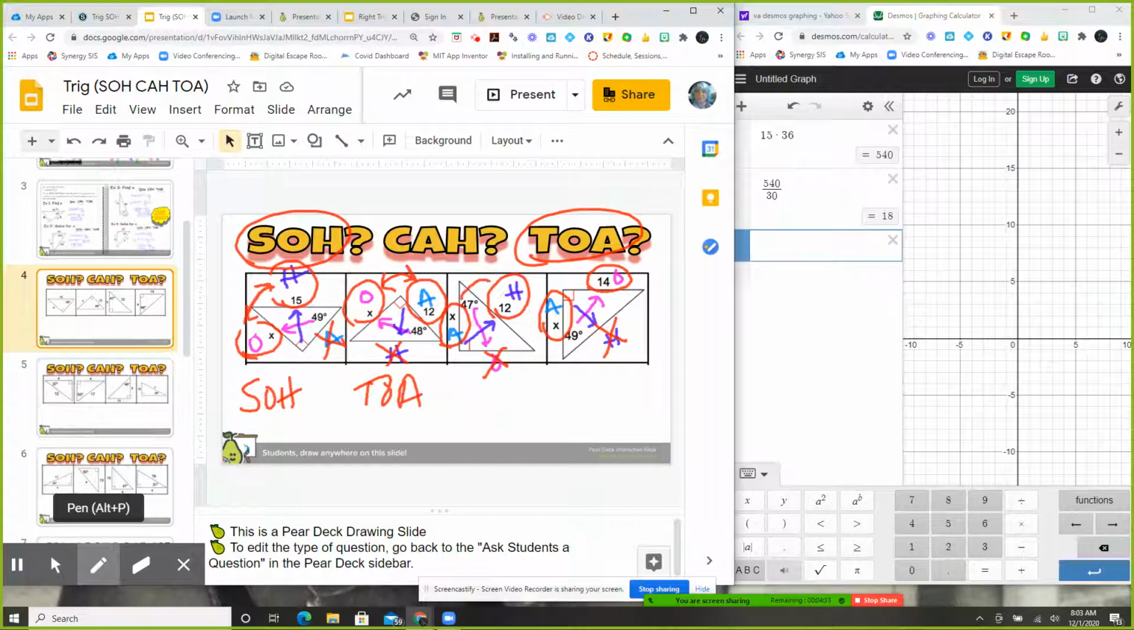So here, if I have A and H, I'm going to use the CAH. And then what would the last one be? SOH, CAH, or TOA? The very last one. If I have an A and an O, which of those three letter sets at the top have an O and an A? Absolutely.